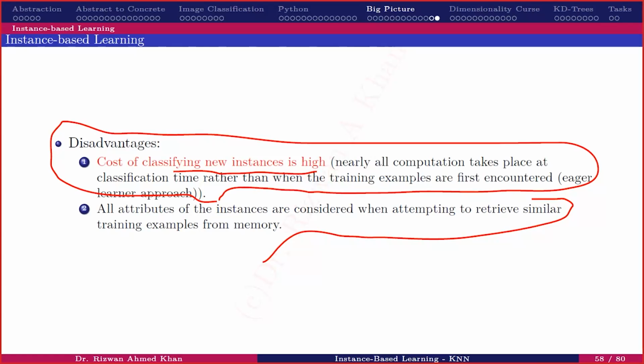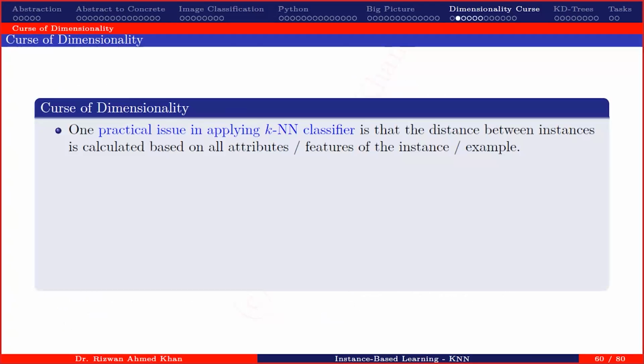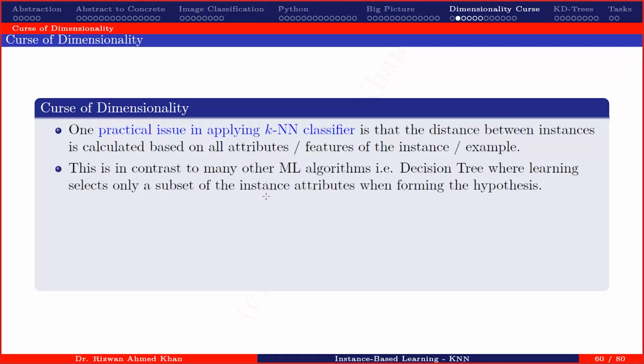Now, while I was giving you the disadvantages or practical issues of kNN, one term that I coined is curse of dimensionality. It's a very important aspect of kNN, and we have to look into it to understand what curse of dimensionality is. So one practical issue of applying the k-nearest neighbor classifier is that the distance between instances is calculated based on all attribute features. All the dimensions are included in the distance metric, and this is contrary to many machine learning algorithms.